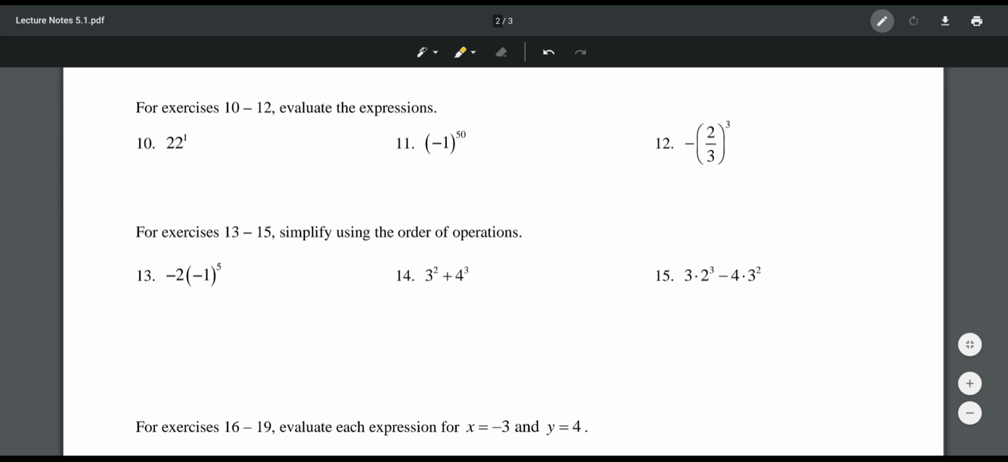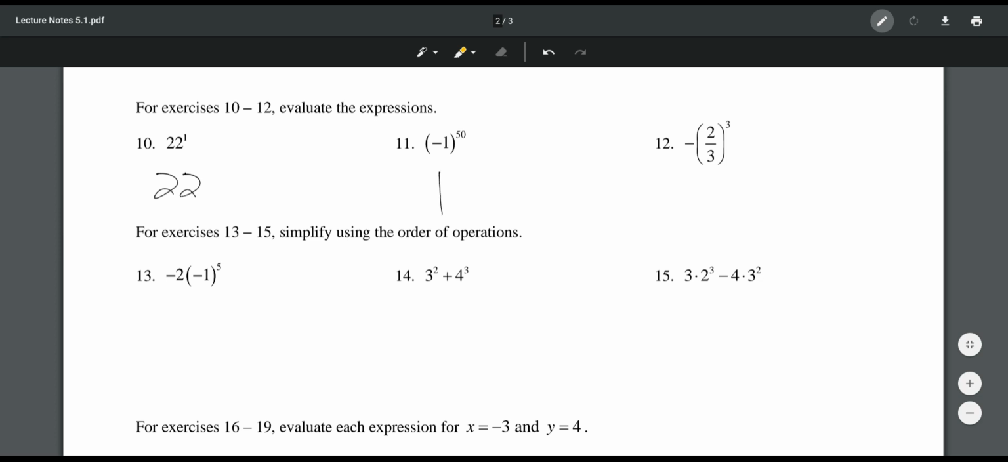All right, so in the next set of examples, it asks us to evaluate the expression. So we actually want to work it all the way out. So 22 to the first power just stays 22 because there's only one 22. In number 11, we've got -1 to the 50th power. That means there are 50 negatives. Now, if you're multiplying an even number of negatives together, it becomes a positive.